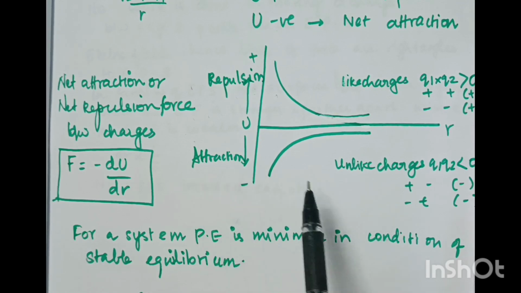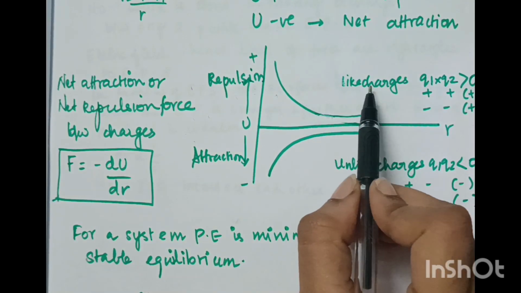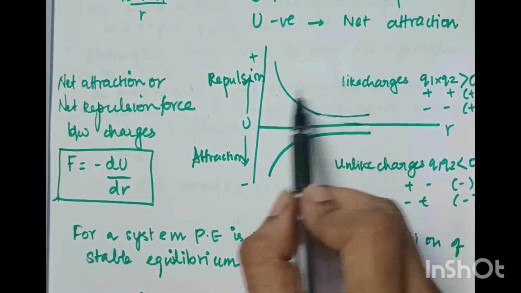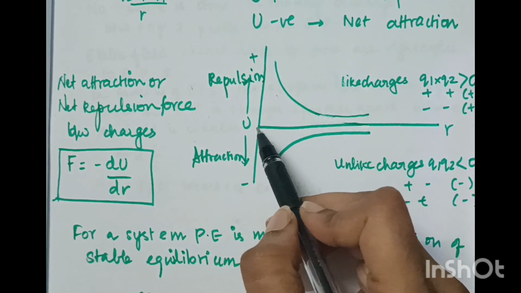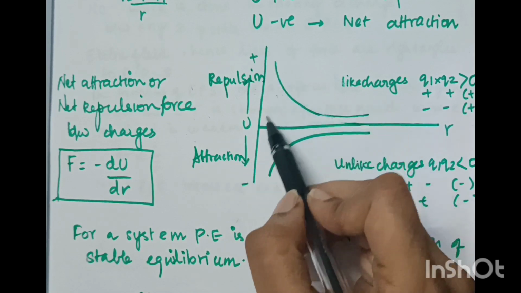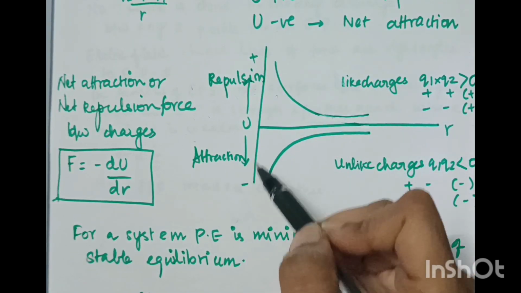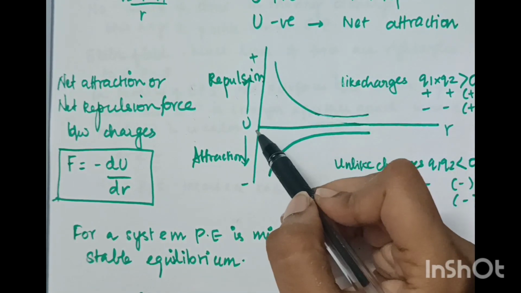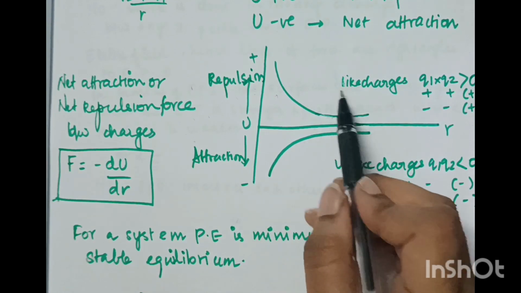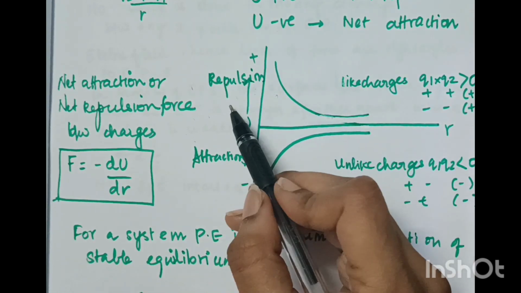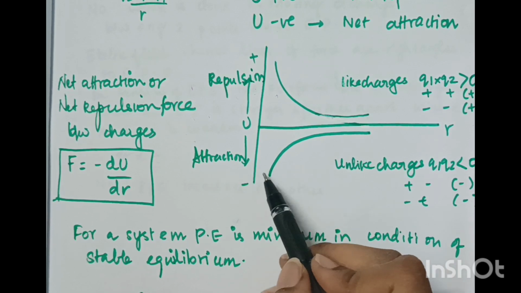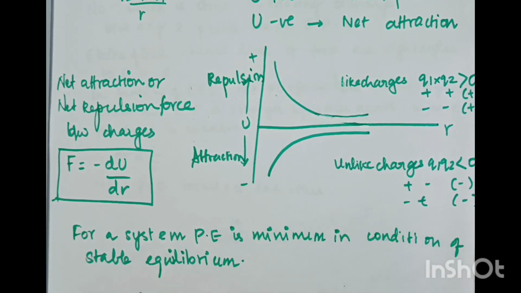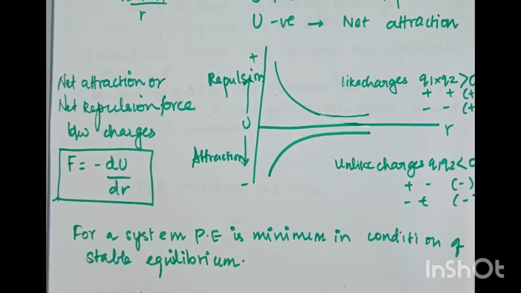So now, please see for like charges, it is positive. That is, potential energy of the system is positive, so we have represented it on this side. This is the potential energy axis, and above this it is the positive axis, and below this it is the negative axis. So for like charges, we have shown it in the positive axis. For unlike charges, potential energy of the system is negative, so we have shown it in the negative axis.